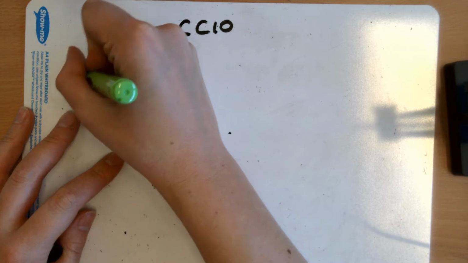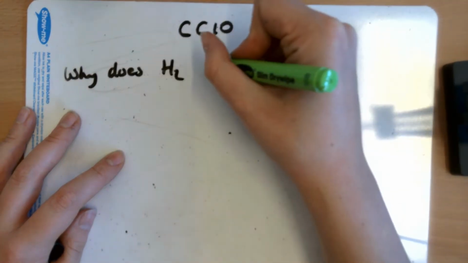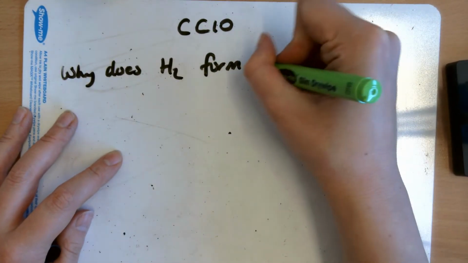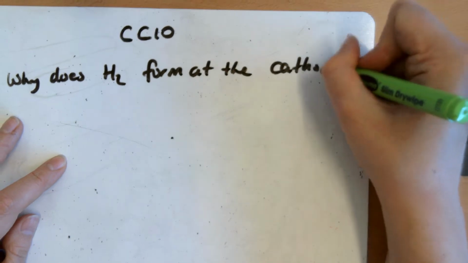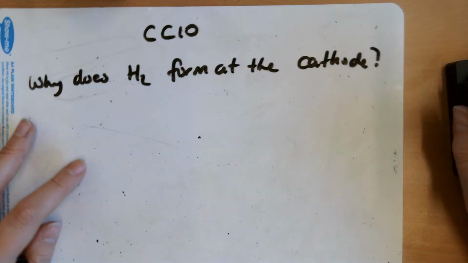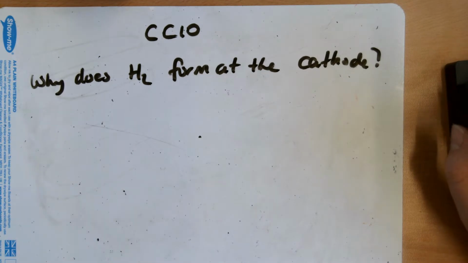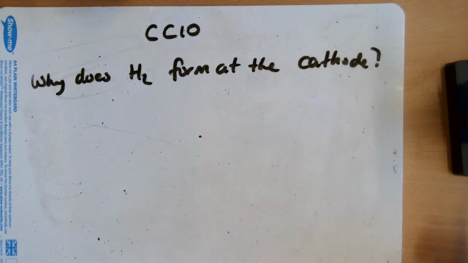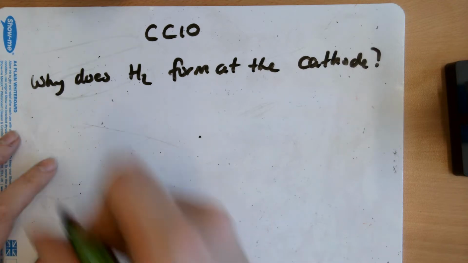But beyond that, the only thing I wanted to look at was a question something like this. Why does hydrogen, for example, form at the cathode? I think I have some model answers in the booklet, but the more recent exam mark schemes required more than what I originally gave you in the booklet, and I just want to make sure we know what we have to write for something like this. So why does hydrogen form at the cathode?